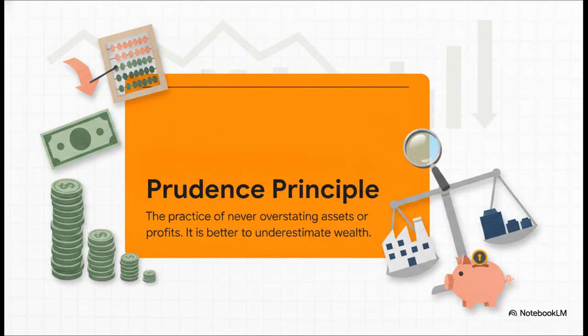And that brings us right to the prudence principle. Now, accountants are famously conservative, and as a rule, it's always safer to underestimate your wealth. By systematically lowering an asset's paper value, businesses avoid artificially inflating their profits. Why does that matter? Well, it prevents owners from making excessive cash drawings, taking out money the business actually needs to survive down the road.